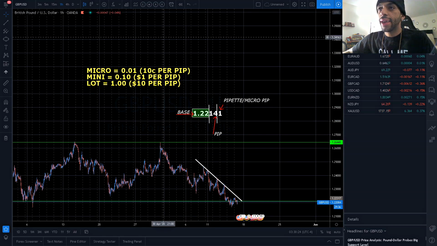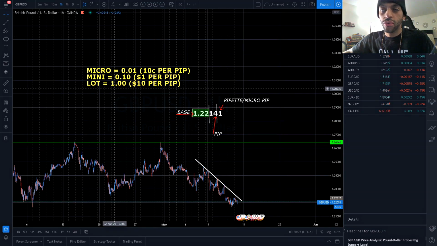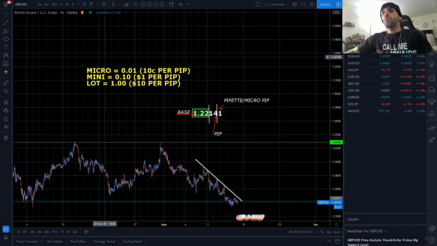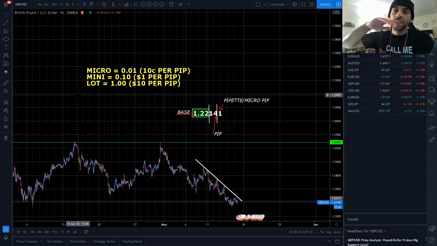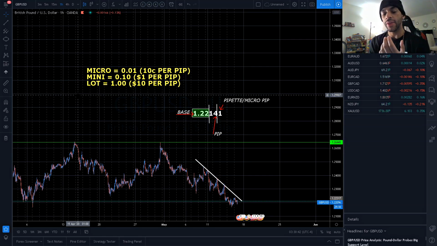Now, let's talk about the lot for real quick. If you open up your MetaTrader 4, you're going to see lots. I think it's right under the currency pair. Where a lot of people go wrong is they look at the lots, whether it's a micro, mini, or a full standard lot, because they look like an actual dollar amount.